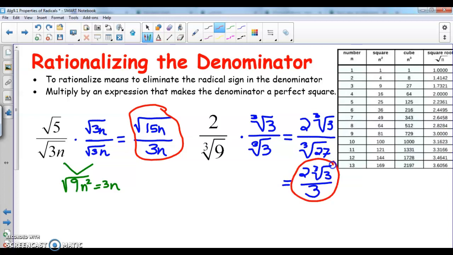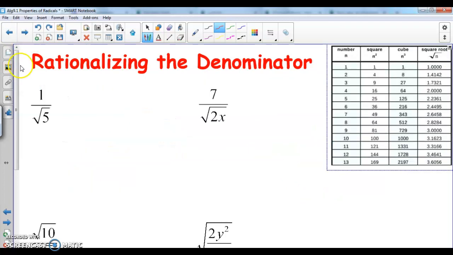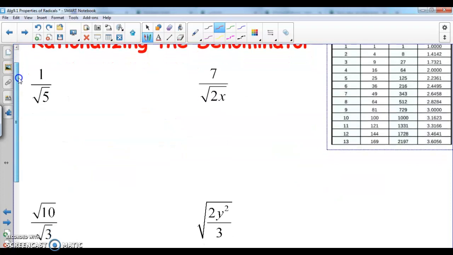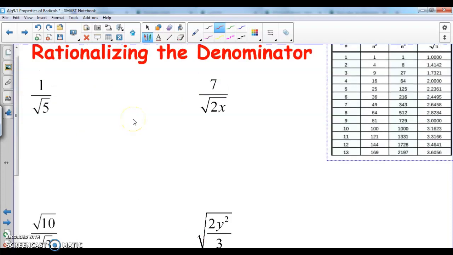So that's our goal in rationalizing the denominator. You have to remove the radical sign in the bottom expression. Let's look at more examples. Here we go. So all of these are square roots, right? For square roots, the shortcut is pretty much copy the same expression at the bottom, and then you multiply it to the bottom and to the top.